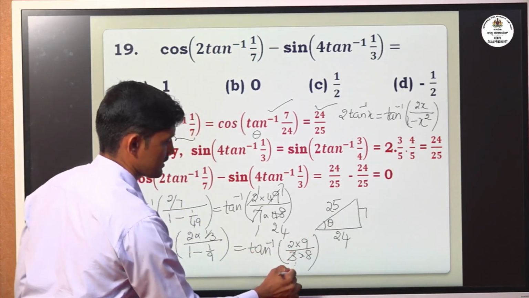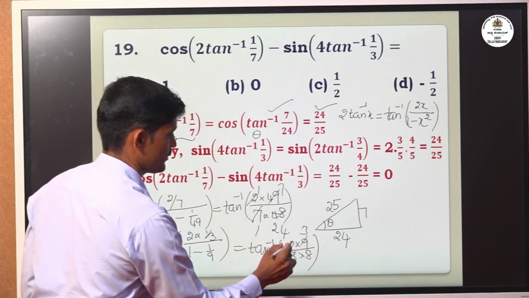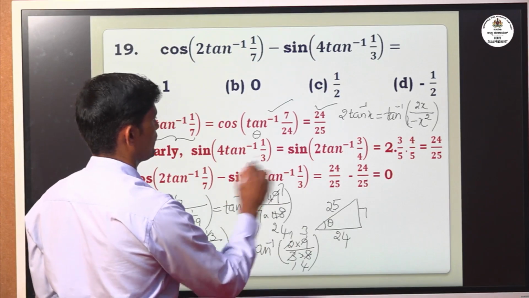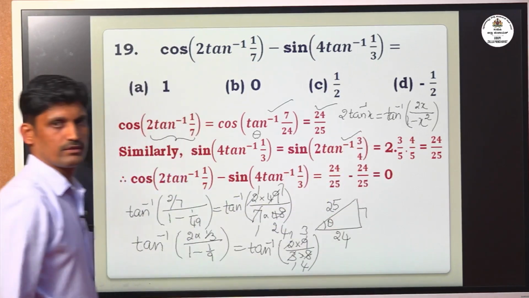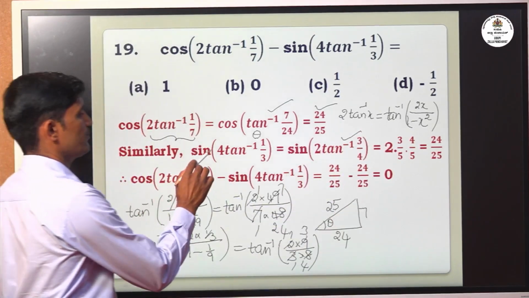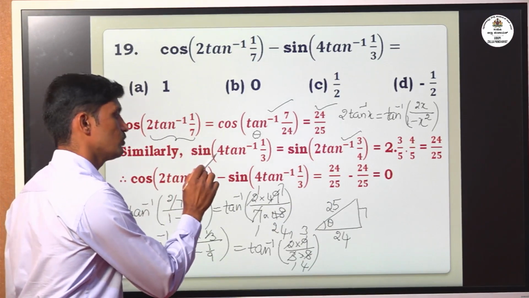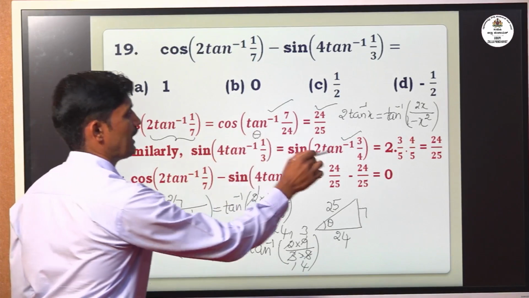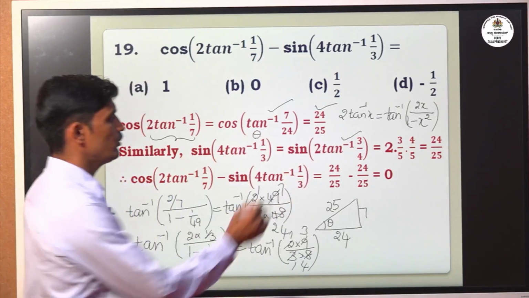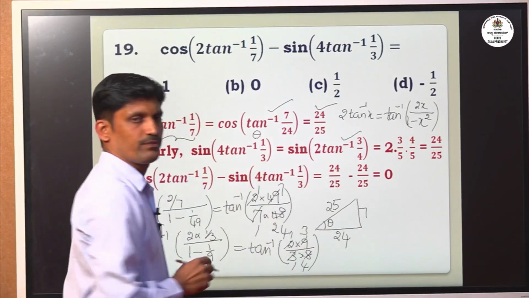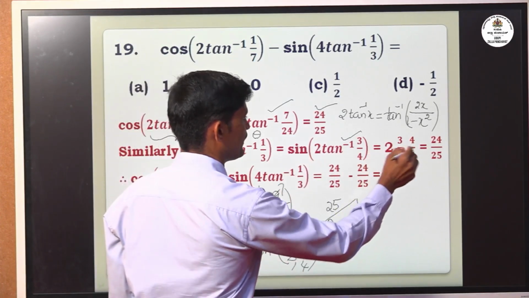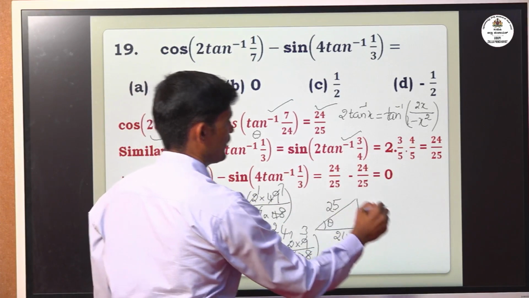So 3 ones are 3, 3 threes are 9, then 2 ones are 2, 2 fours are 8. So it is tan inverse of 3 by 4, 2 times tan inverse of 3 by 4. Sin of 2 tan inverse of 1 by 3 equals sin of 2 tan inverse 3 by 4. Then you apply the sin 2 theta formula. If you take this as theta again, sin 2 theta is equal to 2 sin theta into cos theta, with theta being tan inverse of 3 by 4.